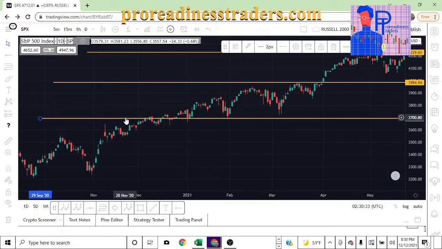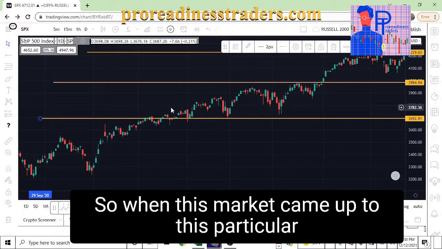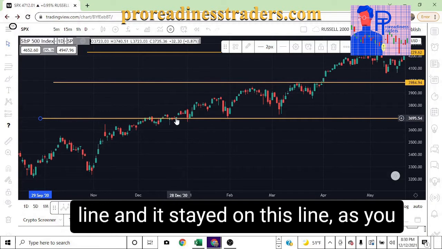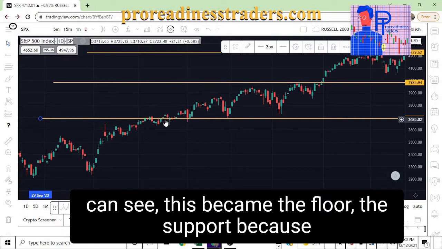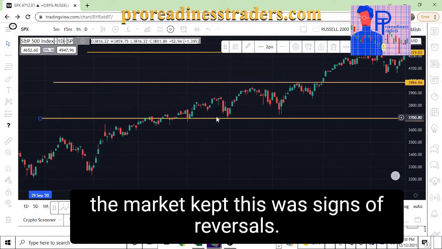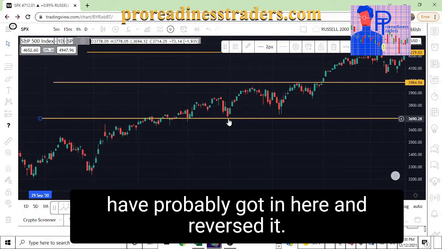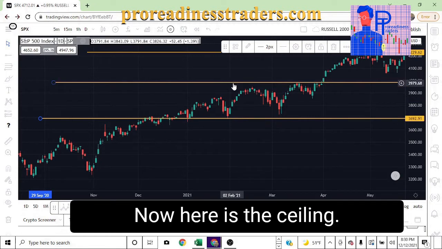Okay, so when this market came up to this particular line and it stayed on this line, as you can see, this became the floor, the support. And because the market kept, this was signs of reversals. So if you were over here, you would have probably got in here and reversed it. Now here is the ceiling.